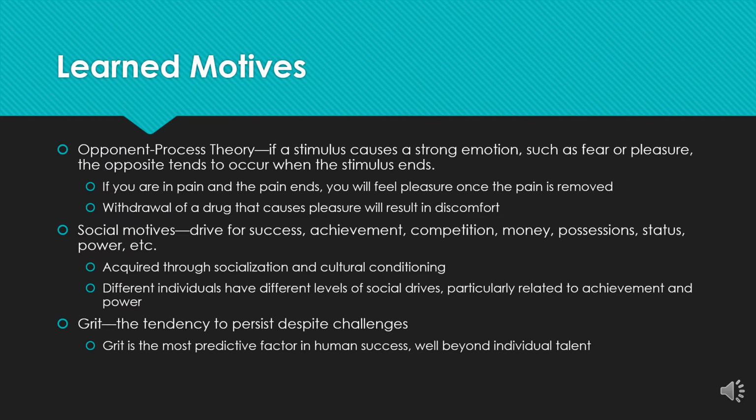One other class of motivational factors are learned motives. So motivational factors that we've learned and we've been exposed to through experience. So one underlying theory that explains how learned factors work to motivate us is the opponent process theory. The opponent process theory says that if a stimulus causes a strong emotion, such as fear or pleasure, then when that stimulus ends or is removed, the opposite feeling is likely to occur. So for example, if you're in a lot of pain and the pain ends, you won't necessarily just feel an absence of pain, but might actually feel pleasure as a result of that pain being removed.